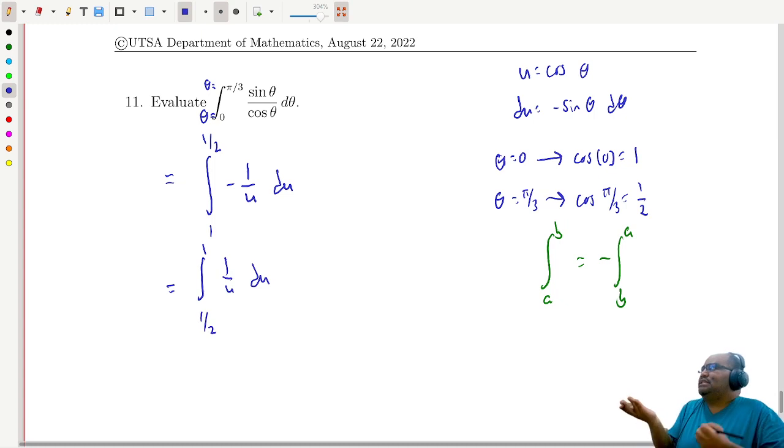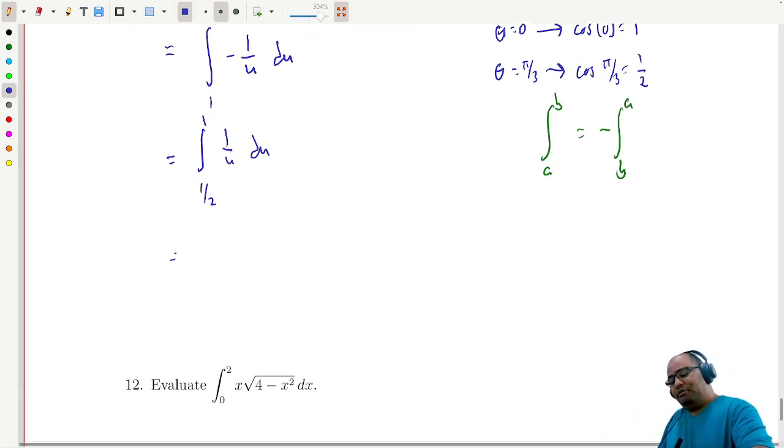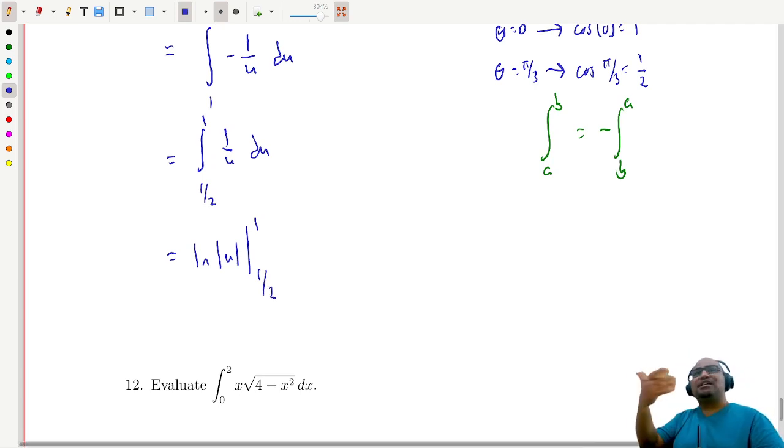And hey, look at that. That's easy now, right? So remember, 1 over u, that antiderivative is going to be natural log of absolute u evaluated between 1/2 and 1. Now, you can go back into the original units, but that means you have to use the original limits of integration, the original variable. But why would you do that? This is just going to give you a number.